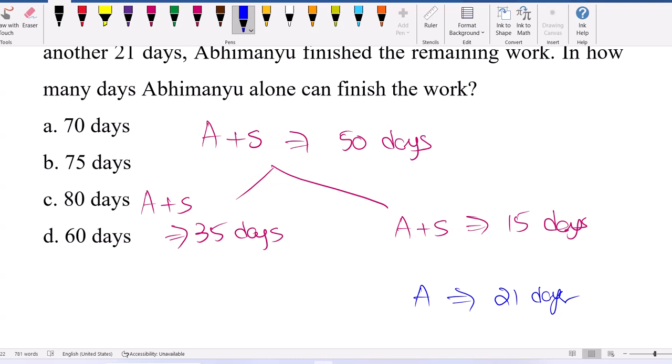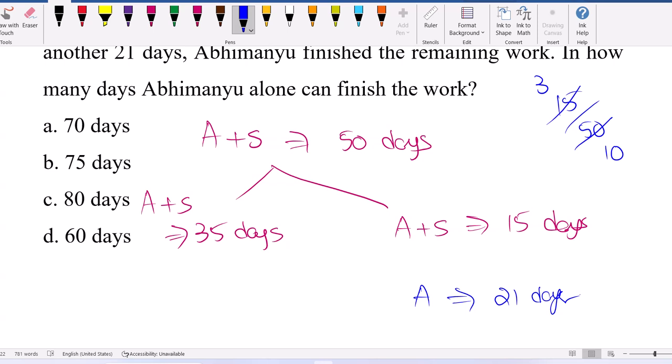What is given here? Now, Abhimanyu alone can complete the work in how many days? Listen, directly you can attack. See, this 15 is not the total work. Abhimanyu is completing the work in 21 days. What part of work is it? Is it total work? Total work is 50 days. Now the leftover work is 15 days' work, which means 15 out of 50. We can say it's 3 by 10th of the work.